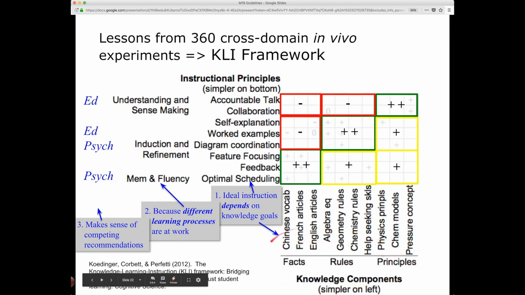You can't get by as an expert without knowing some facts, having some skills or general rules that you can apply fluently and without much conscious reflection, as well as having a deeper understanding.